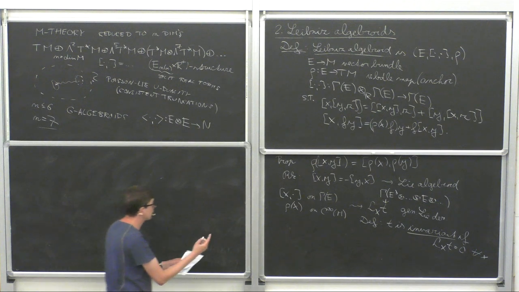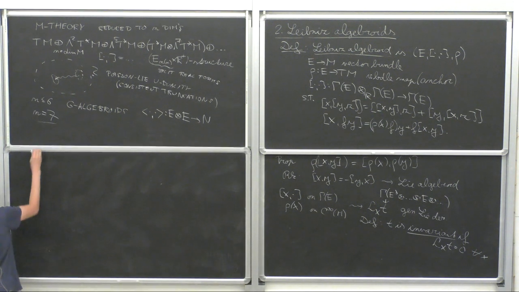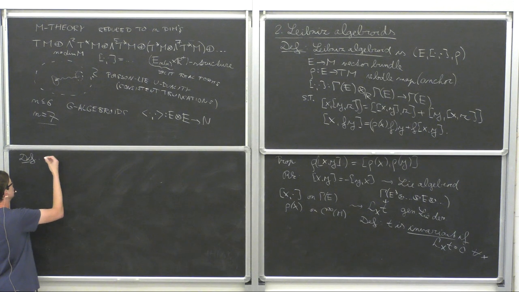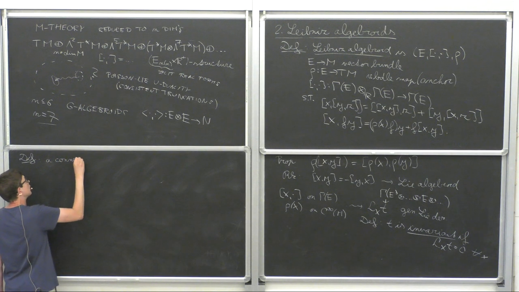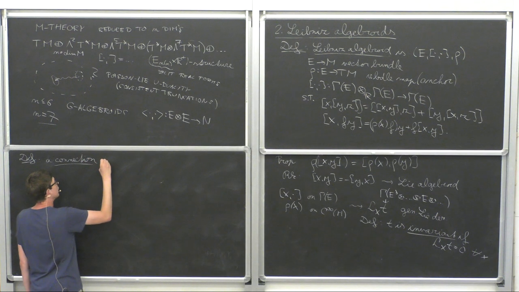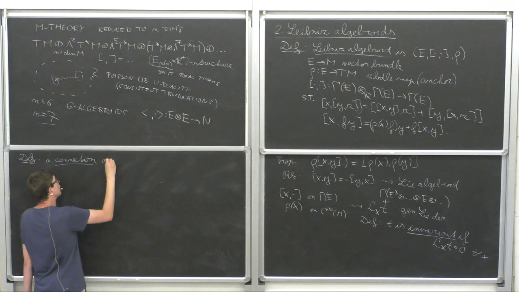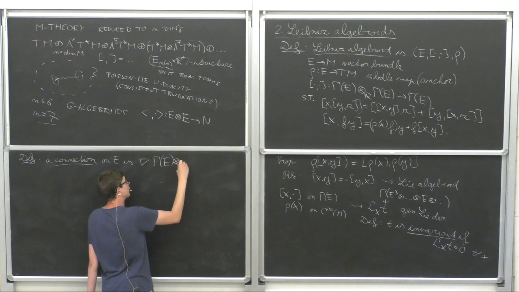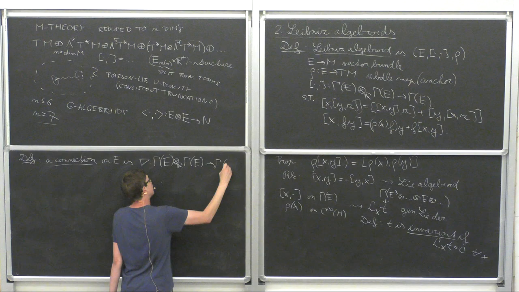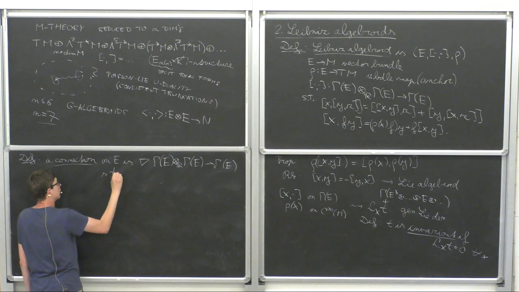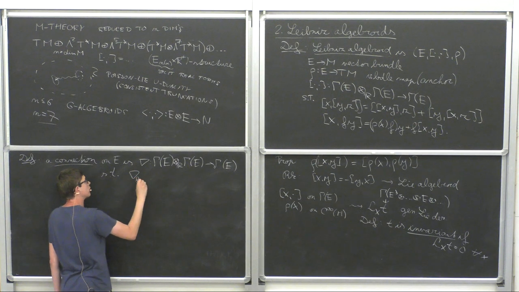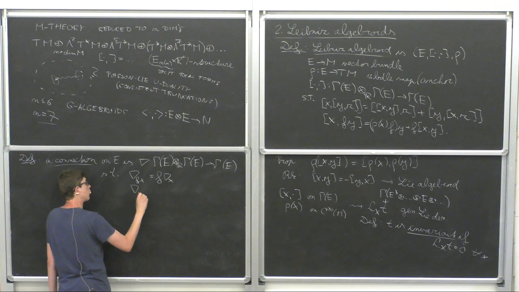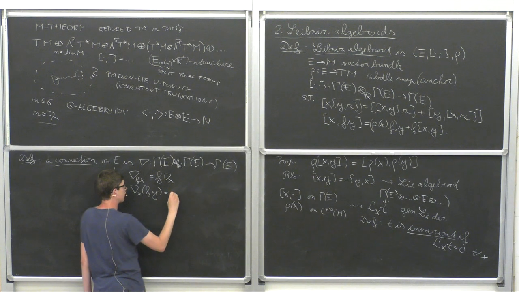Okay, so another thing that you can define is a connection, or more properly a Leibniz connection, I guess. I will just call it a connection. A connection on a Leibniz algebroid is a map. It's a usual thing, where you replace TM everywhere by sections of E, and you want the identity that first of all, in this slot the operation is function linear, while this thing satisfies an identity similar to that one.